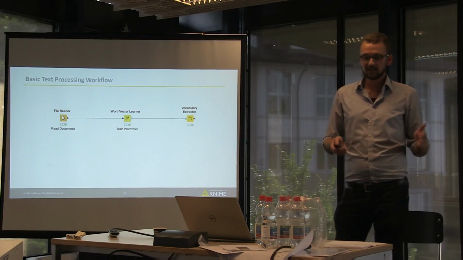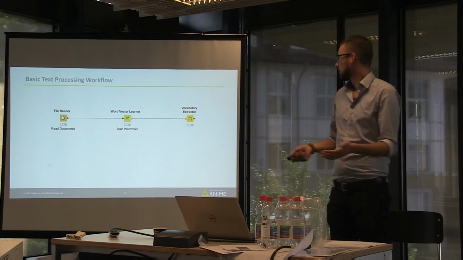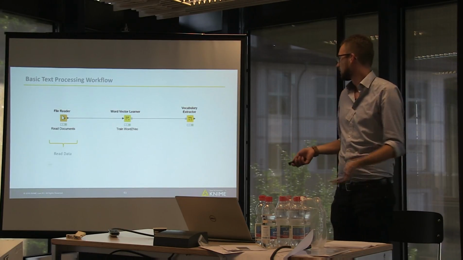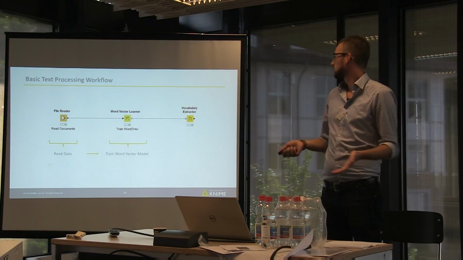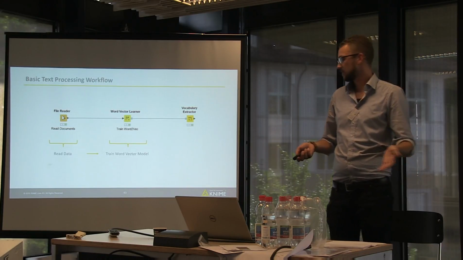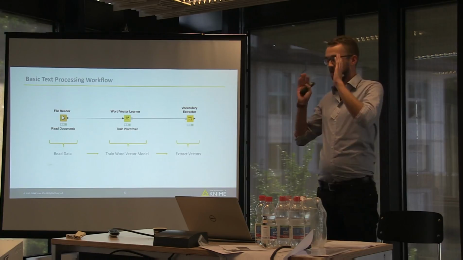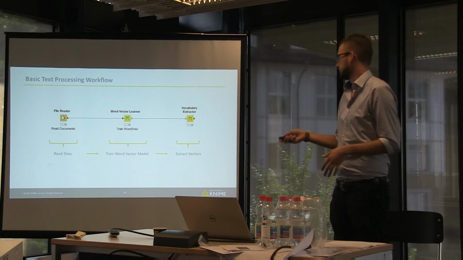Next I'd like to show you the basic workflow, how you would use this in KNIME. This is very, very simple. You just, again, use a file reader node, where you would read in some data. Then you would use the word vector learner node. There you can specify some learning parameters, and then a vocabulary extractor, which gives you a table of either the documents or the words and their corresponding vectors.